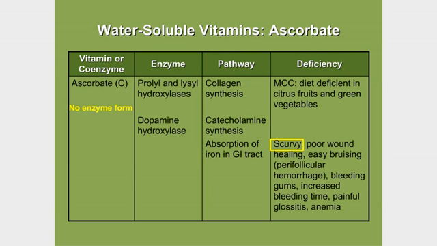Now, scurvy has two characteristics. One characteristic is they have the elastic skin. That has to do with collagen not being made properly, and the skin is hyperelastic. The other characteristic of vitamin C deficiency in scurvy is the bleeding gums.